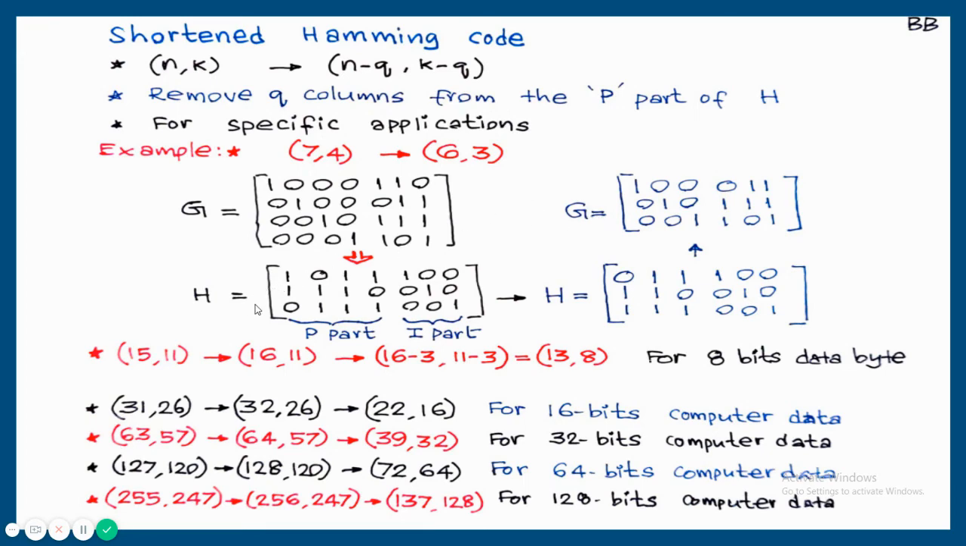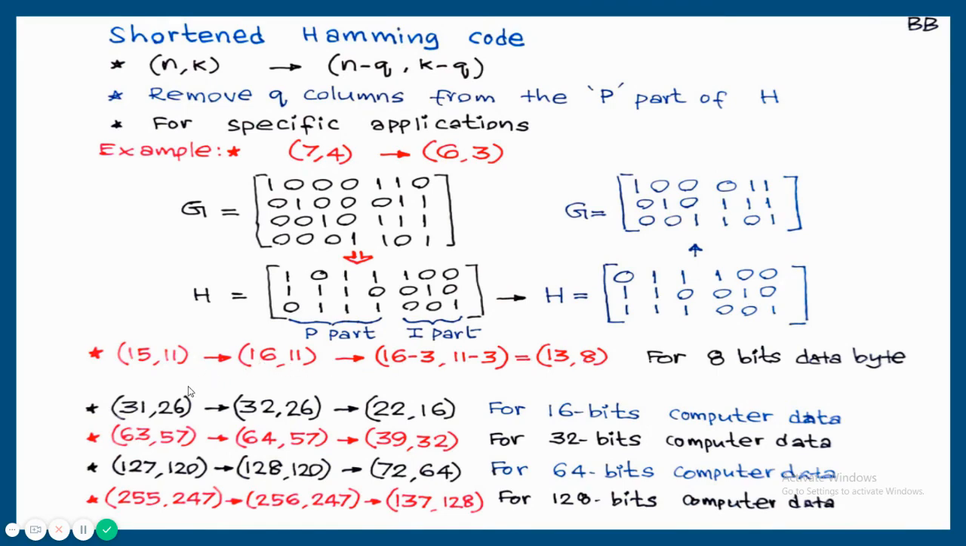Like this, 15,11 can be extended to 16,11. From this 16,11, removing 3 columns from the P part will get 16 minus 3, 11 minus 3, that is 13,8. This 13,8 is used for 8 bits computer data transmission, 8 bits data byte. 13,8, D minimum is equal to 4. Due to this extension, D minimum is equal to 4, so single bit error correction and double bit error detection.